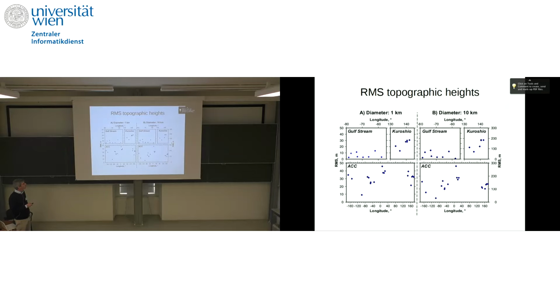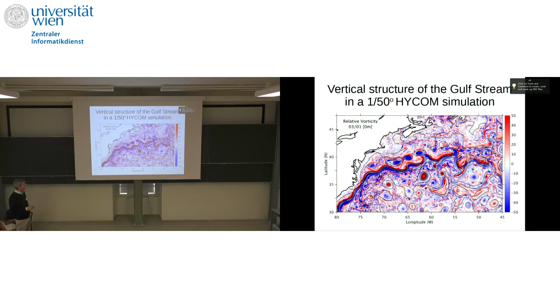All right, but it made me wonder about what happens with the Gulf Stream. So I contacted Eric Chassignet, an oceanographer who works in Florida, and they're running very high resolution models of the North Atlantic. This is an example, a snapshot of relative vorticity. Here's the Gulf Stream coming off, and this is the meandering I was talking about and all these eddies that are forming on either side.